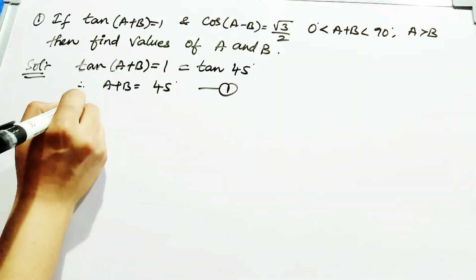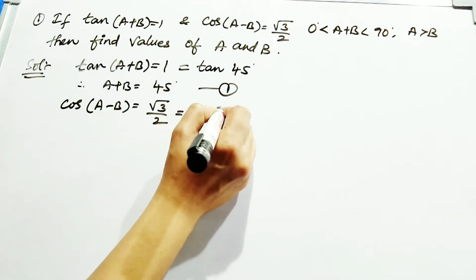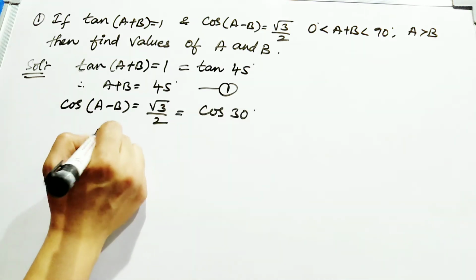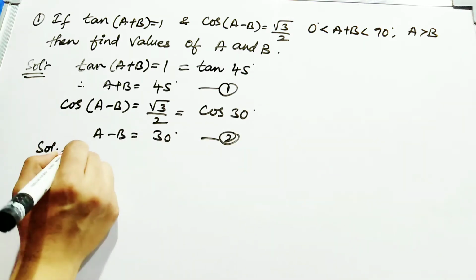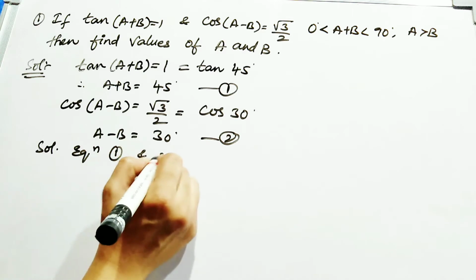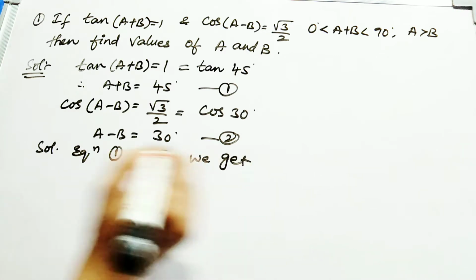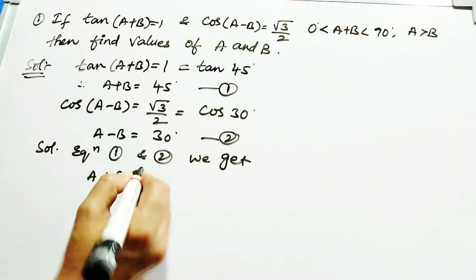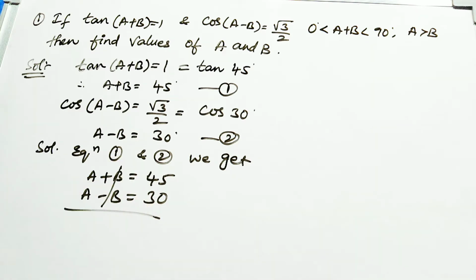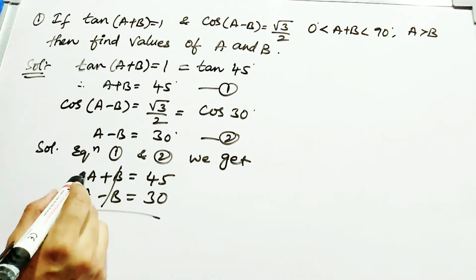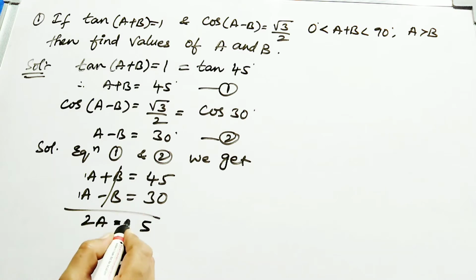Next one is cos(A-B) is equal to root 3 upon 2. So, you will get cos 30. So, A-B is equal to 30. This is the second equation. Solving equations 1 and 2, we get A+B equal to 45 and A-B equal to 30. Plus B, minus B cancel. A plus A, you will get 2A, and 45 plus 30, you will get 75.